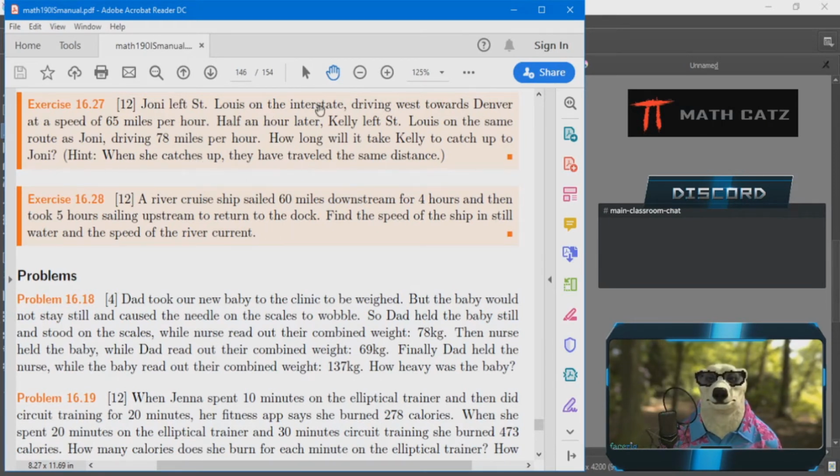Joni left St. Louis on the interstate, driving west towards Denver at a speed of 65 miles per hour. Half an hour later, Kelly left St. Louis on the same route as Joni, driving 78 miles per hour. How long will it take Kelly to catch up to Joni? Now there's a hint. She catches up. They've traveled the same distance.